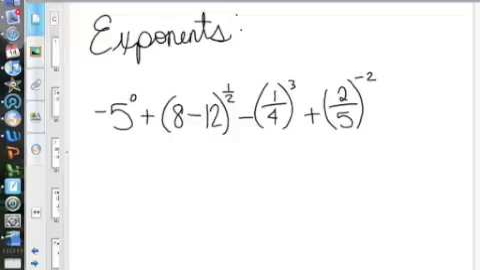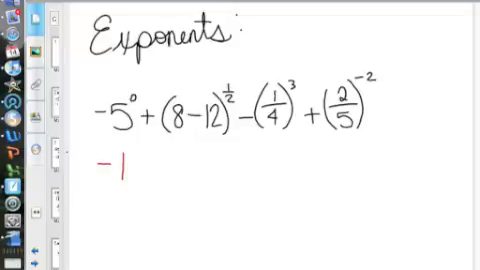No, you don't. What's anything to the zero power? Does anybody remember? One. And remember that the presence or absence of parentheses is very important when you're dealing with negatives also, because it tells you if -5 is being raised to the zero power or if just 5 is being raised. And in this case, it's just 5 because there is no set of parentheses. So -5 to the zero power is equal to -1.